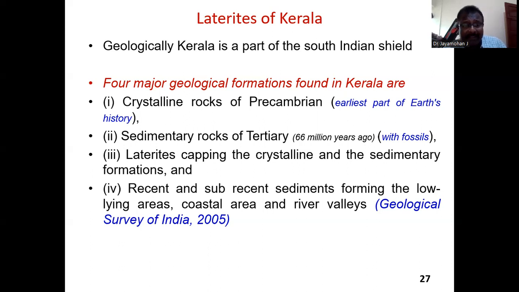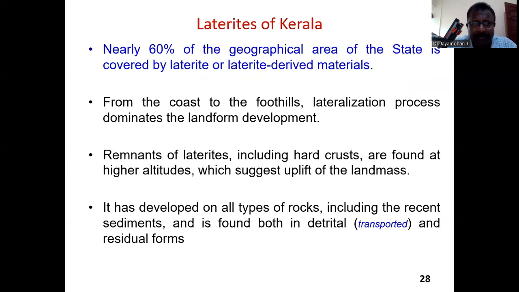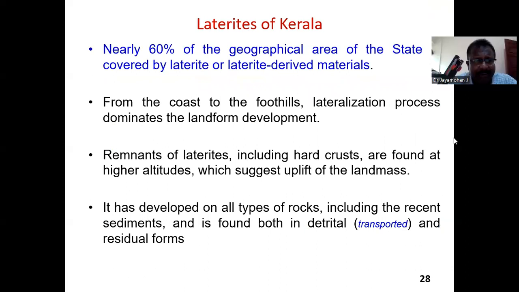Then we have laterites capping these crystalline and sedimentary formations. The first two, the crystalline and the sedimentary formations, are covered with laterite; the top portion has a capping of laterite. The fourth are the recent and sub-recent sediments forming the low-lying areas like coastal areas and river valleys. These details can be seen in the publication by the Geological Survey of India in 2005. Nearly 60% of the state is covered by either laterite or laterite-derived materials.